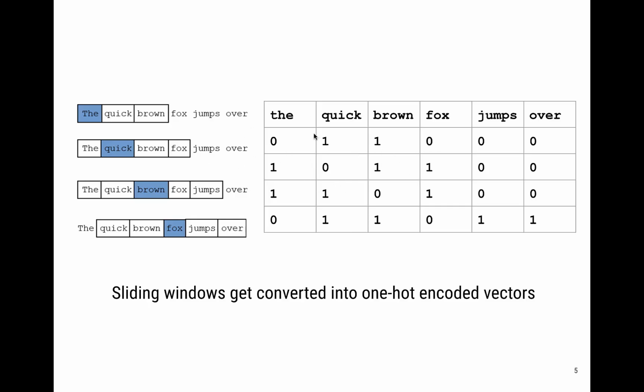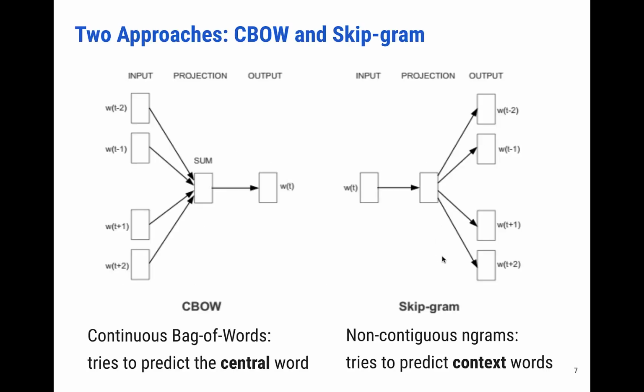So here, the is the word to predict. Next, it's quick. And so quick is a 0. The next is brown, and brown is a 0. And then fox is to be predicted here, and so fox is a 0.